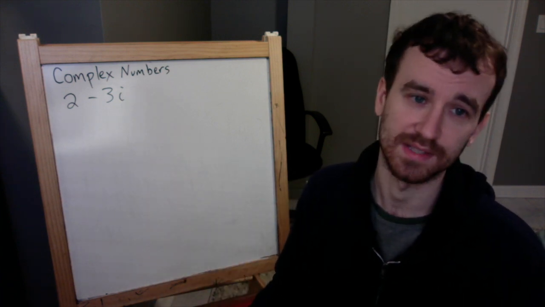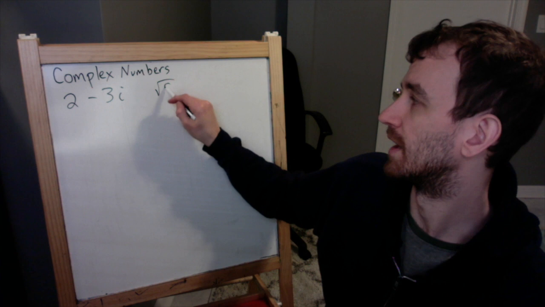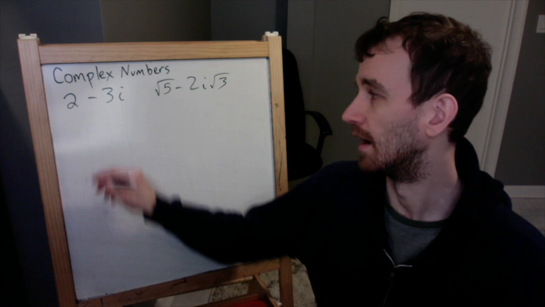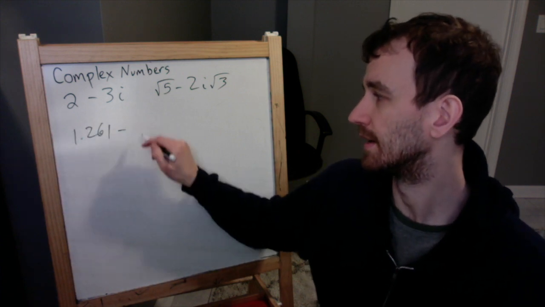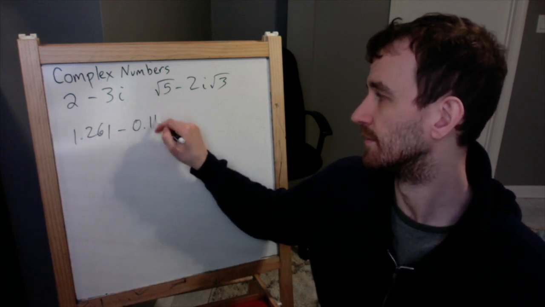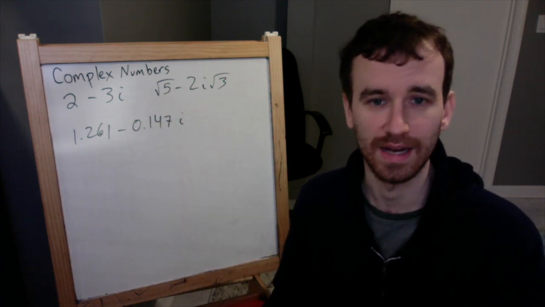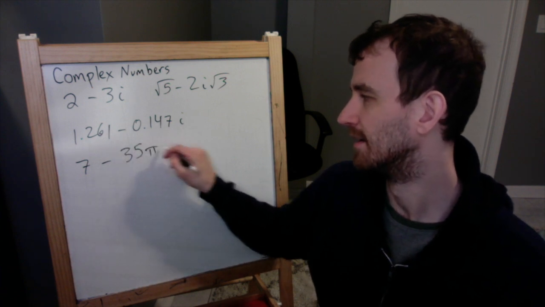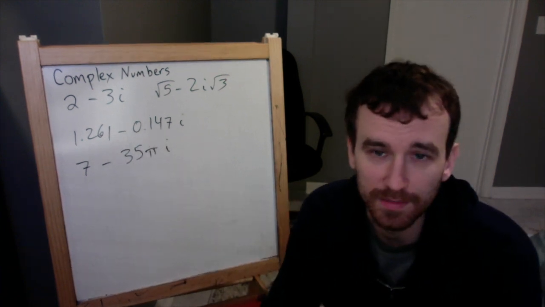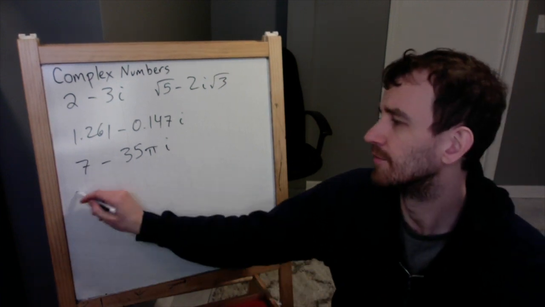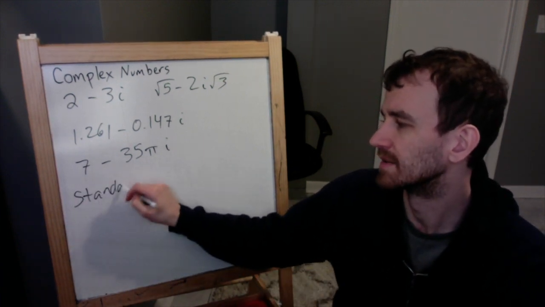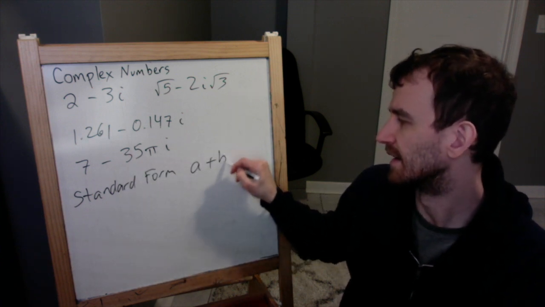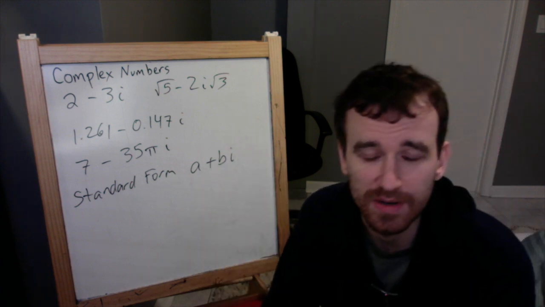So 2 minus 3i is a complex number. Root 5 minus 2i root 3 is a complex number. 1.261 minus 0.147i is a complex number, or 7 minus 35 pi i is a complex number. These are all written in standard form for complex numbers. Just so you know, standard form of a complex number looks like this, where you put the real part first and the imaginary part second.